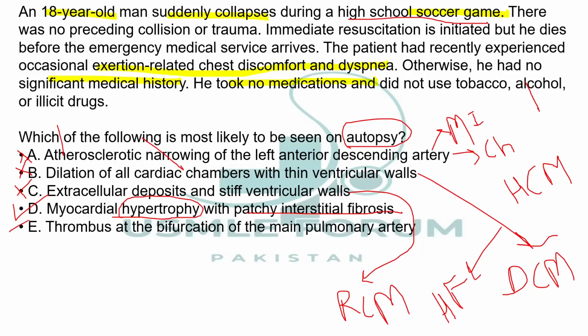E is the wrong answer again because thrombus at the bifurcation of the main pulmonary artery shows pulmonary embolism. And again, this would not result in a sudden cardiac death in an athlete. This would more likely be pleuritic chest pain, dyspnea, shortness of breath, and in hypercoagulable patients, in patients with DVT, as we've discussed in the previous question in this video.